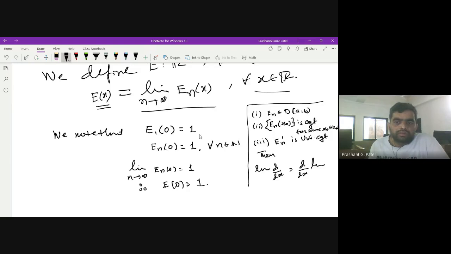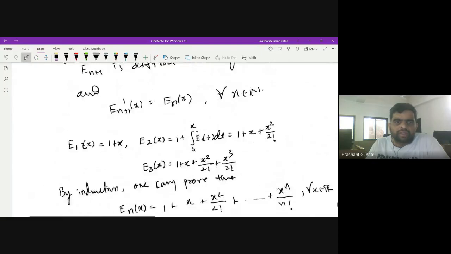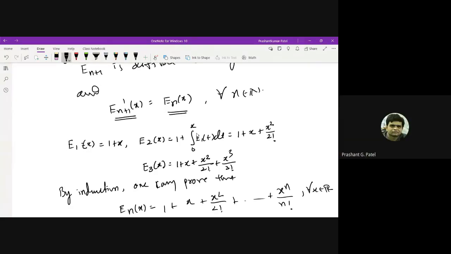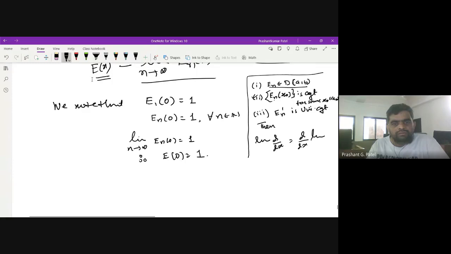Now here En is a sequence which we already mentioned is a differentiable sequence. For En of 0 we can see that it converges to 1. So the second condition is also satisfied. And also we have proved that En dash of x is E(n-1) itself, that is, the derivative of E(n+1) is En. And En is already a uniformly convergent sequence. So En dash is also a uniformly convergent sequence. So that means En satisfies all the conditions of interchanging a limit and the derivative sign. So applying this statement, it follows that E is differentiable.